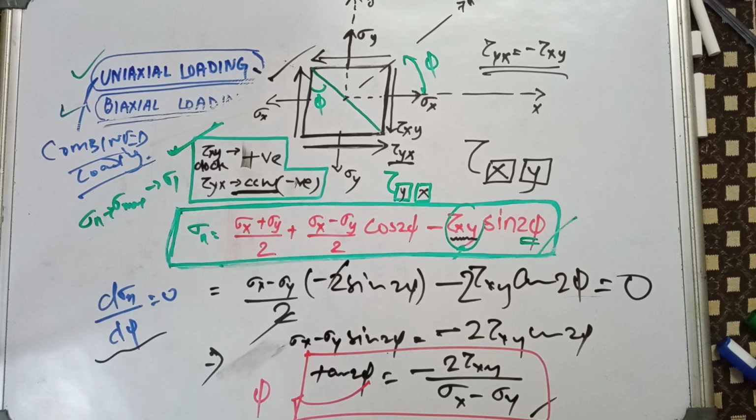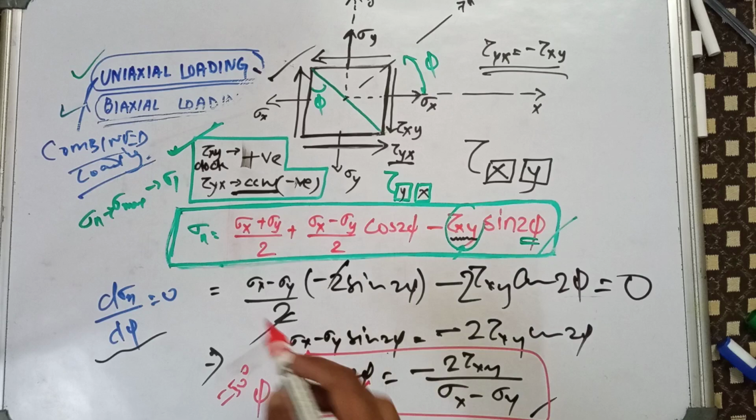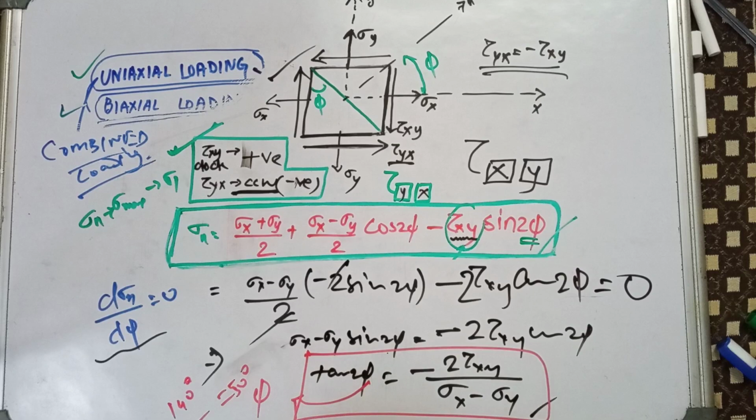So where will the normal stress be minimum? Definitely we have understood from the beginning, whether uniaxial or biaxial, that the major principal plane and the minor principal plane make an angle of 90 degree with each other. So if phi equals 50 degree gives you the plane where the normal stress is maximum, then phi equals 50 plus 90, that means 140 degree, will be the other plane where the normal stress is minimum. Is it clear to you or not? What I'm trying to say is very simple. Do not make easy things complex. Think simply.